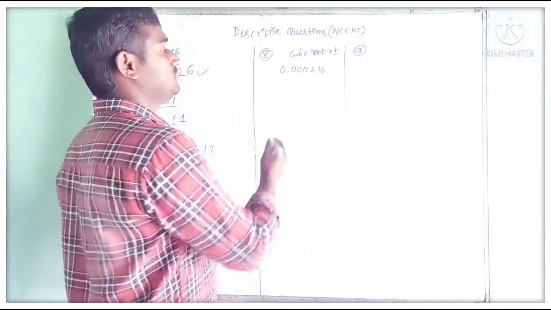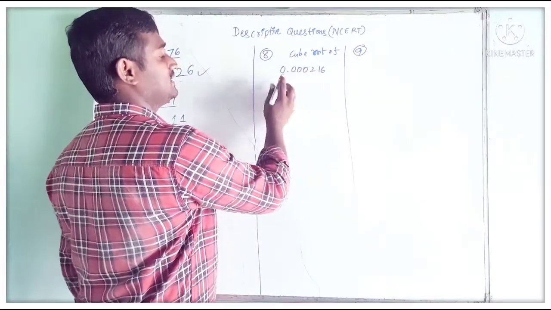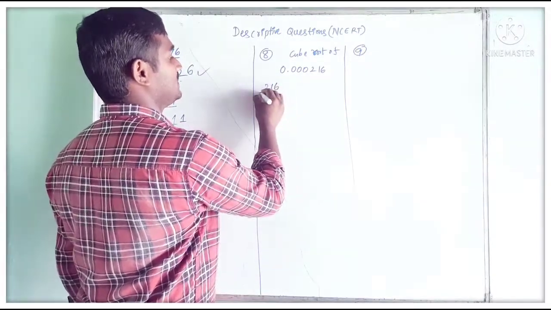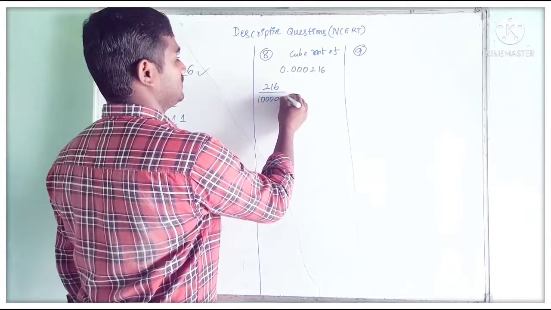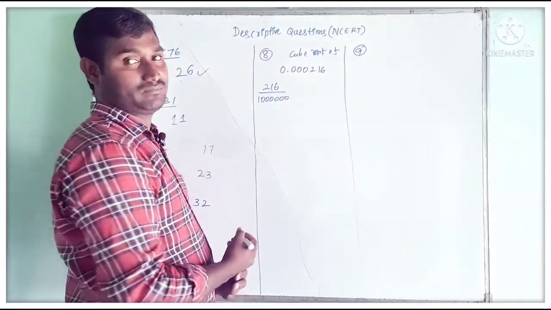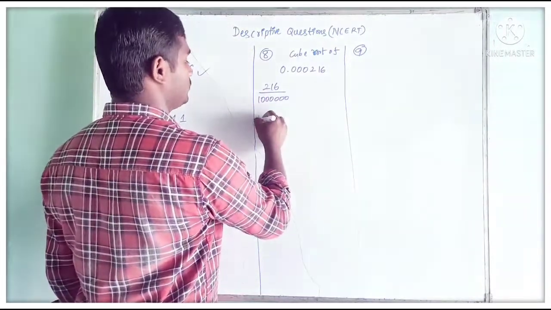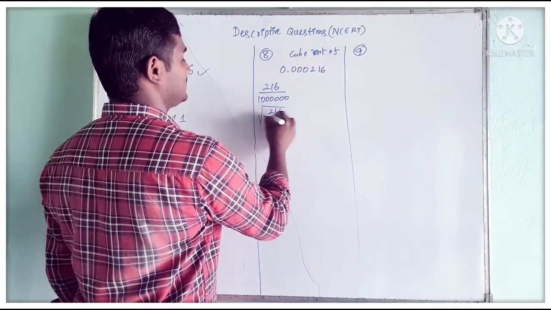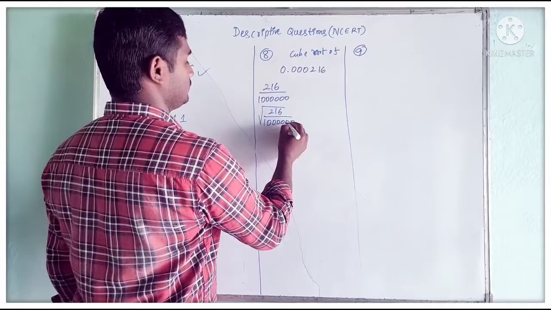Cube root of 0.000216. If you write it as a decimal fraction, it becomes 216 by 1 followed by 6 zeros, that is 10 lakhs. So the cube root of this number is 216 by 10 lakhs.